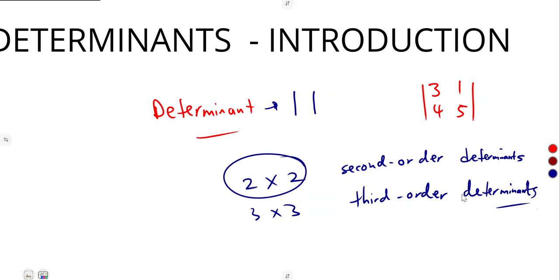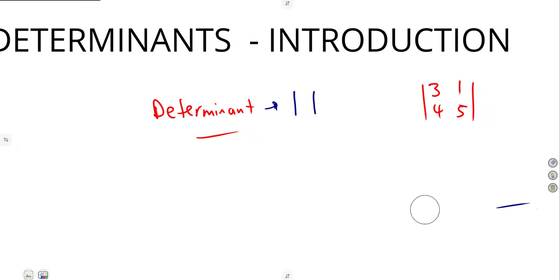Simply from a 2 by 2 matrix, simply from a 3 by 3 matrix: 3 rows, 3 columns; 2 rows, 2 columns. So that is what you're going to look into. But in this specific class, we are going to just focus on the second order. All right, on the second order. So that is the major case that you're going to have when you have to determine the determinant.